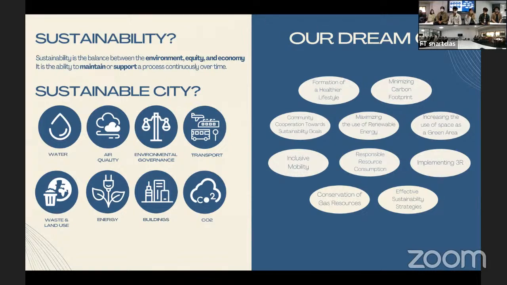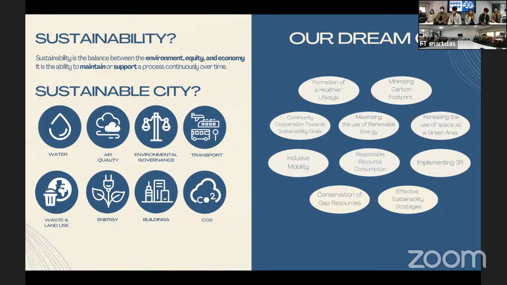Okay, so before we jump into a deeper material about our presentation about sustainable city, first we need to know the definition about what is sustainability. Sustainability is the balance between the environment, equity, and economy. Not only that, sustainability is also defined as the ability to maintain or support a process continuously over time. And with that definition, we implemented those aspects into our sustainable city. So another question popped up in our mind.